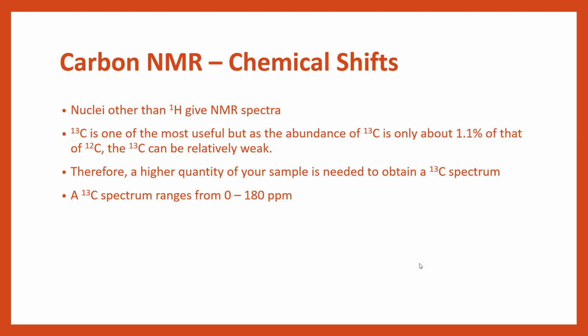Because the carbon-13 NMR can be a little bit weaker, we do actually look at it on a broader range. So your carbon-13 spectrum is typically going to range from 0 to 180 parts per million, whereas your proton NMR is typically going to be from 0 to 14.